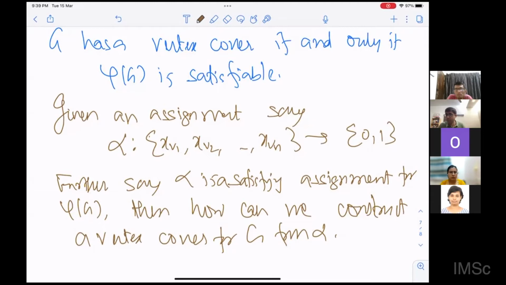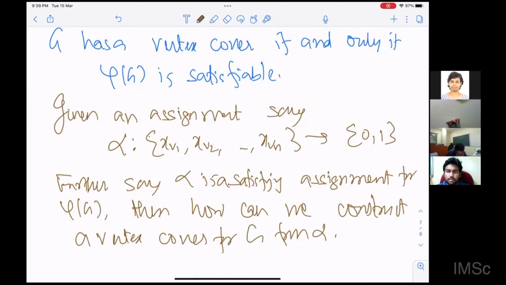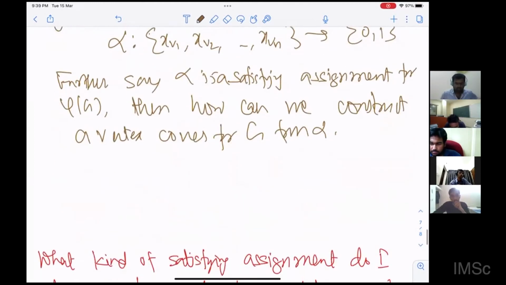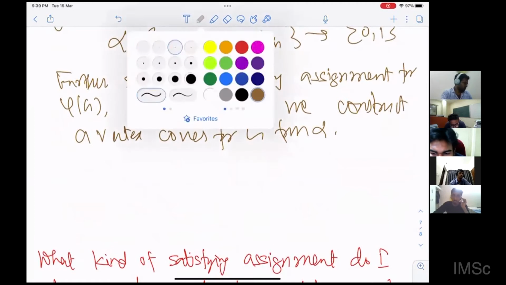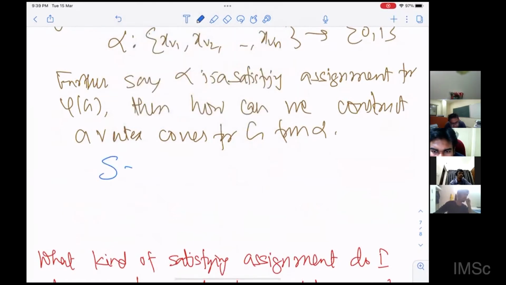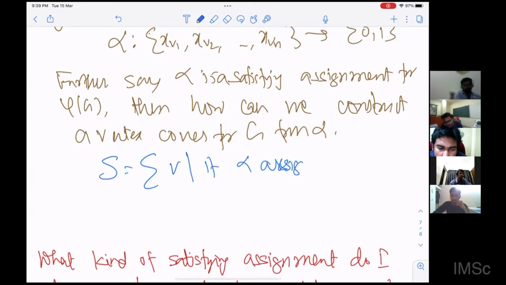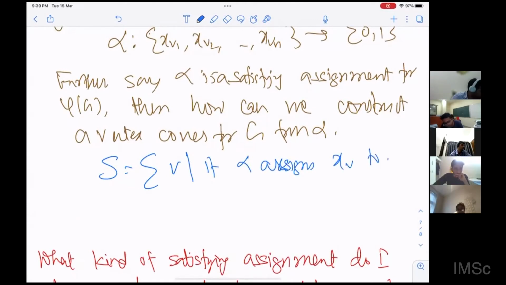Since phi is satisfiable, therefore at least one literal in every clause should be true. So that's the proof. But which set of vertices should I choose for the vertex cover? What is my S? The vertices which are assigned one by the assignment. So what is S? S is V if alpha assigns XV to 1.